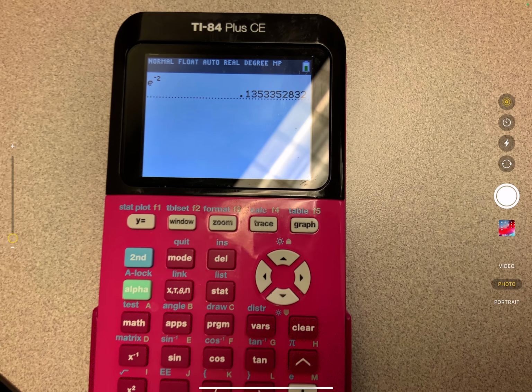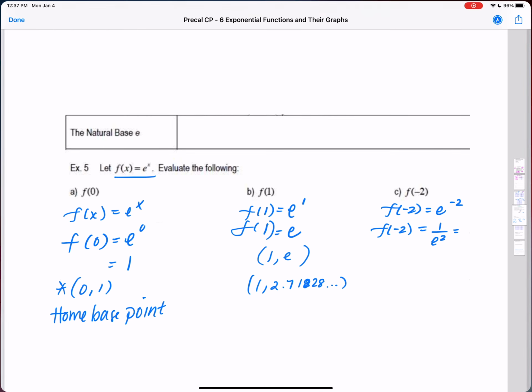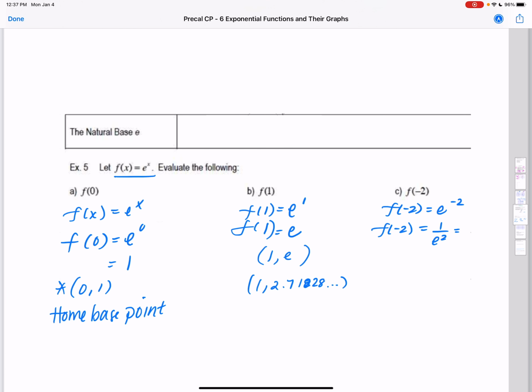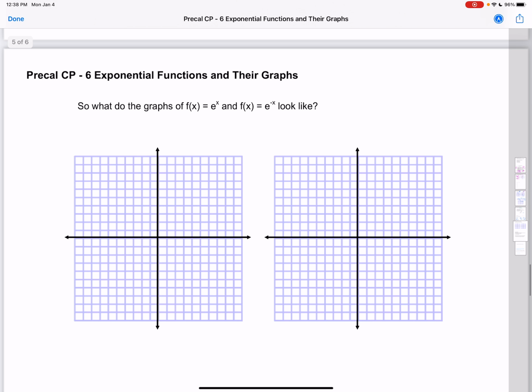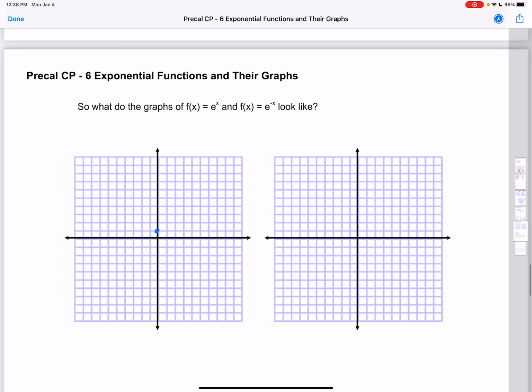So there we go. Back to this. It's 0.135. So when x is negative 2, it's 0.135. It's super small, which makes sense because the graph is going like that, right? So let's move on to these. What do the graphs of these look like? Well, we have that point of (0, 1), and it's going to go like this. We're just doing a rough sketch.